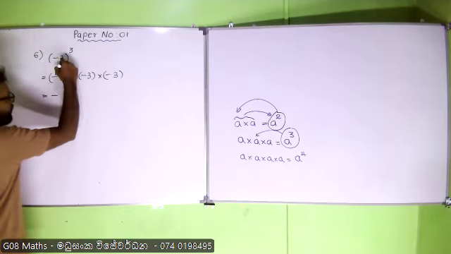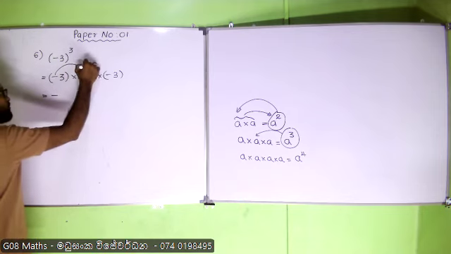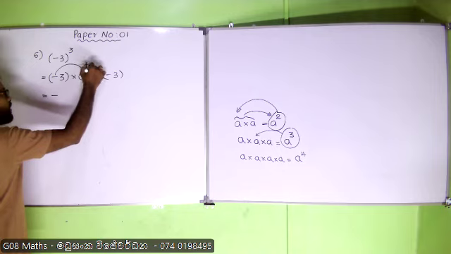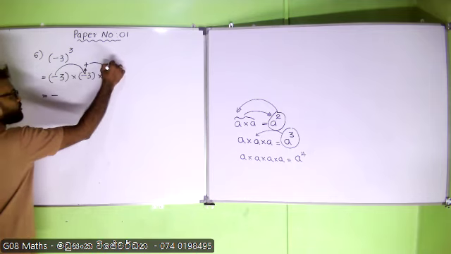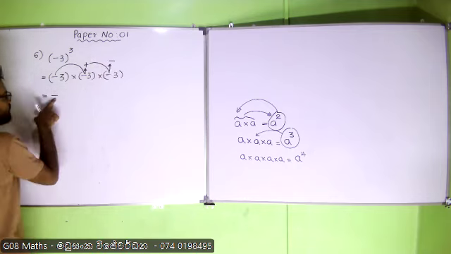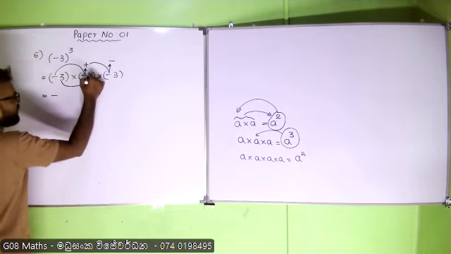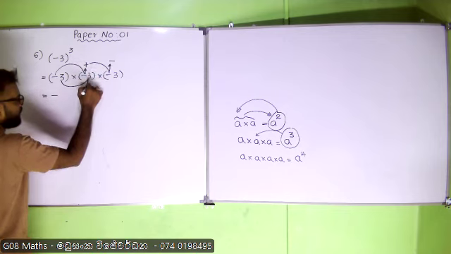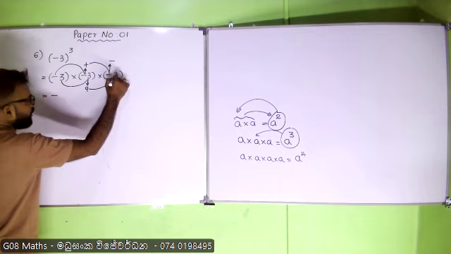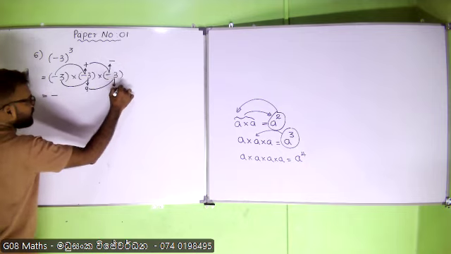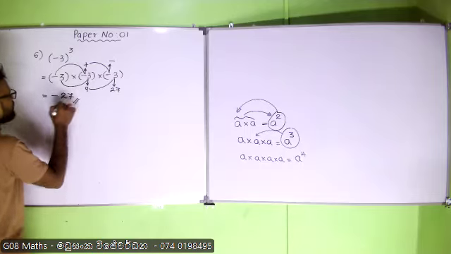Negative multiplied by negative, you have positive. Positive multiplied by negative, so the final sign should be negative. Then numbers. 3 into 3, 9. 9 into 3, 27. So your answer should be -27.